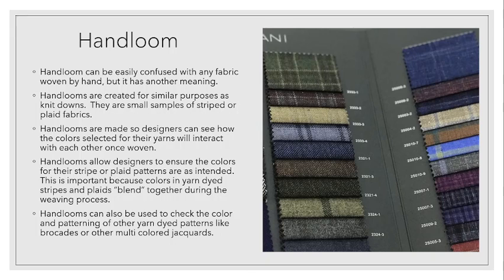Hand looms allow designers to ensure the colors for their stripe or plaid patterns are as intended. This is important because colors in the yarn-dyed stripes and plaids will blend together during the weaving process. It also allows designers to get an idea of how their stripe pattern will look once woven out. Hand looms can be used to check the color and patterning of yarn-dyed patterns like brocades and other multicolored jacquards as well, not just stripes and plaids, although they are the most common.